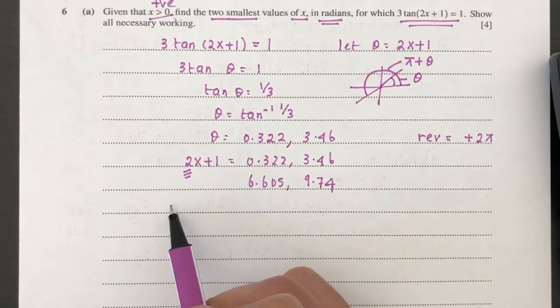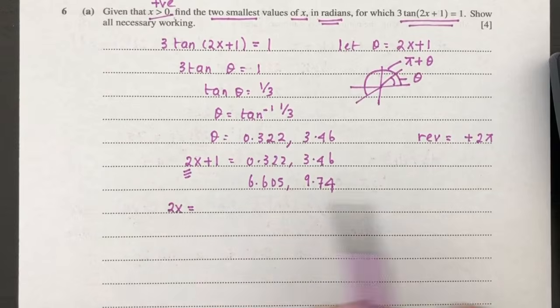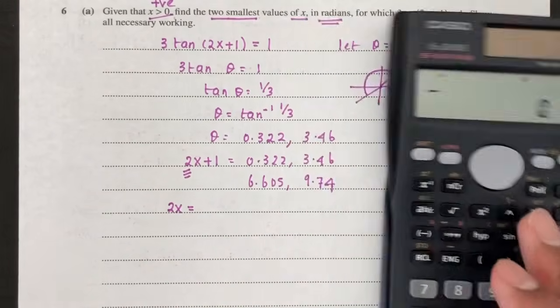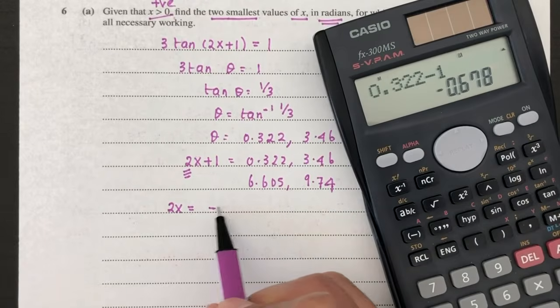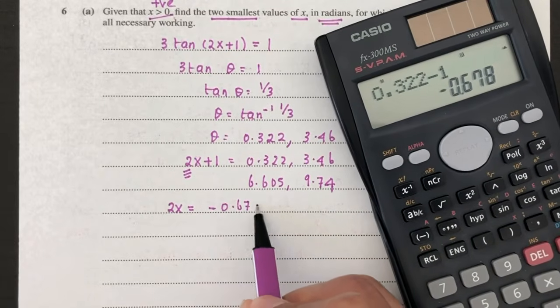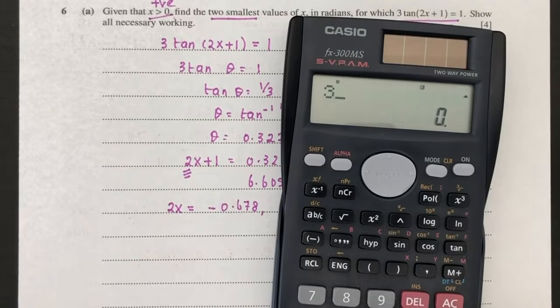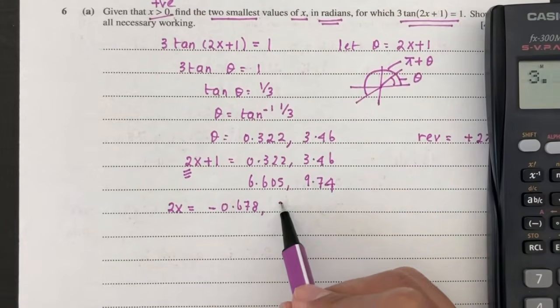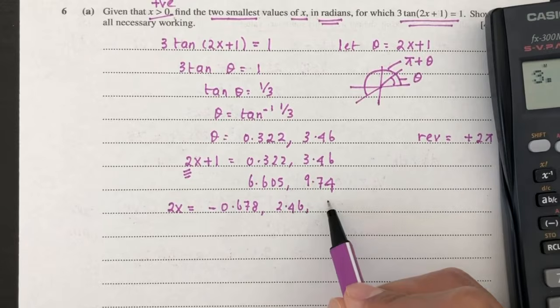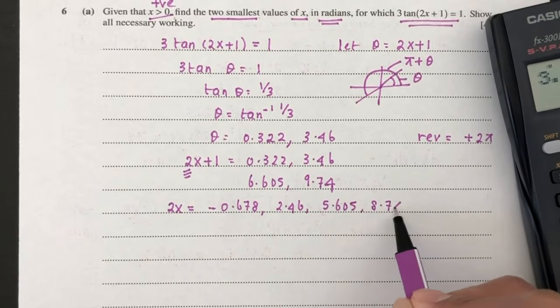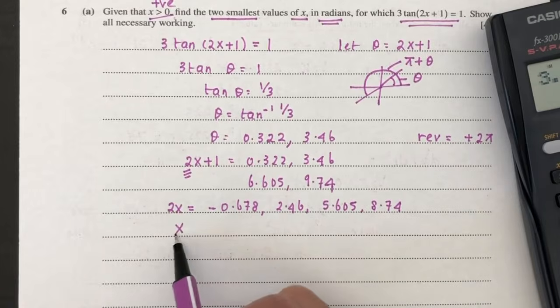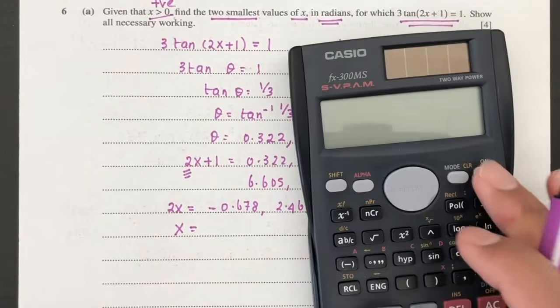So let's simplify. 2x is equal to what? So 0.322 minus 1, that will be minus 0.678. 3.46 minus 1 will be 2.46. 6.605 minus 1 will be 5.605, 8.74. Now for the value of x, that will be what? Divide by 2.